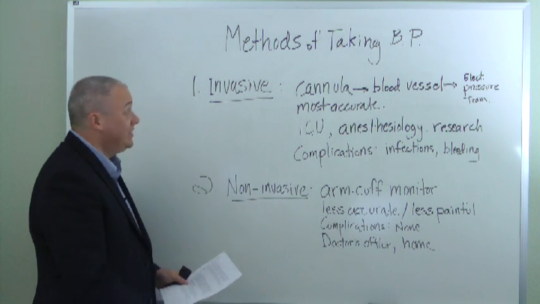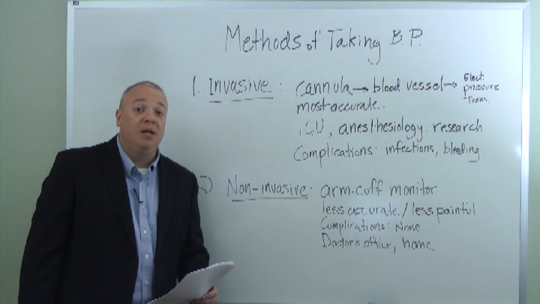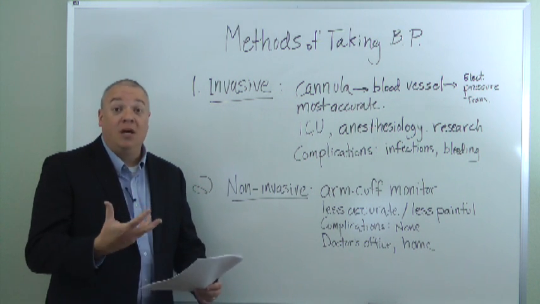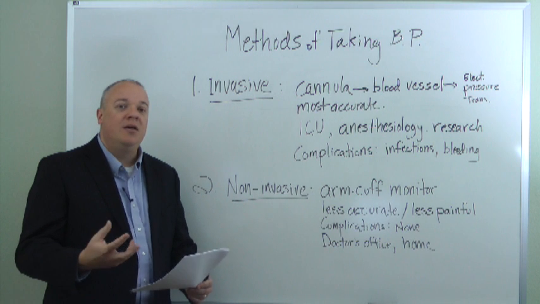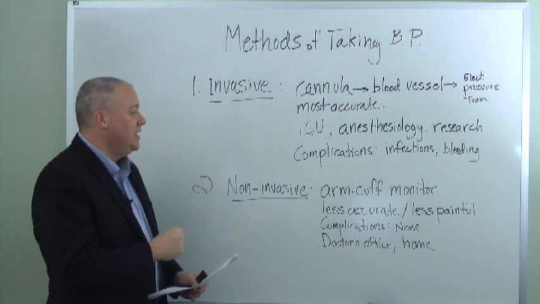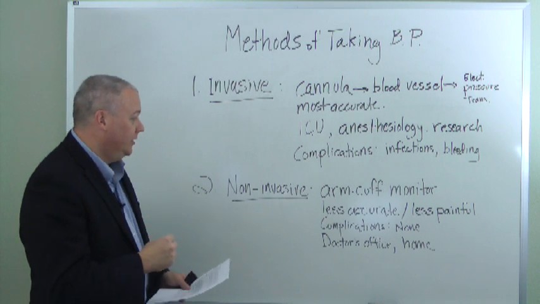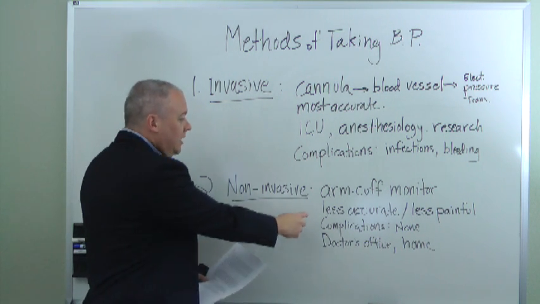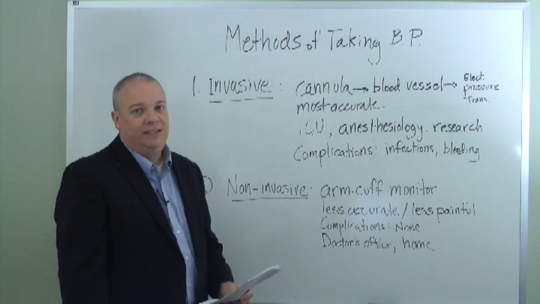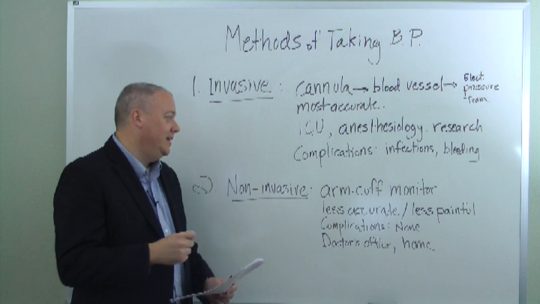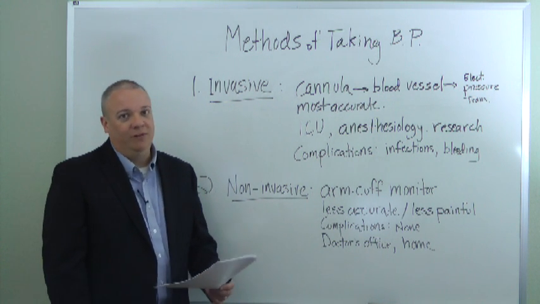Then we'll conclude with the second category of methods for taking blood pressure, which are non-invasive methods. Primarily an arm cuff is what we're thinking about here, although there would be others. It's an external means, no invasion of the body whatsoever, an external means of monitoring blood pressure. Things to remember under non-invasive methods of taking blood pressure are that it is less accurate. Not that much less accurate, but it is less accurate. It is also much less painful for the patient.